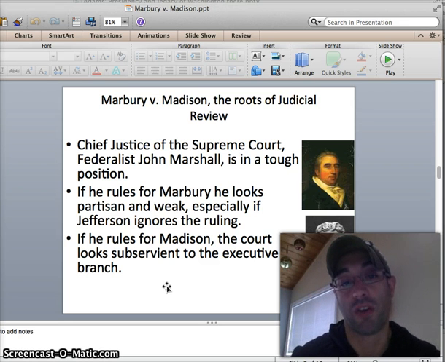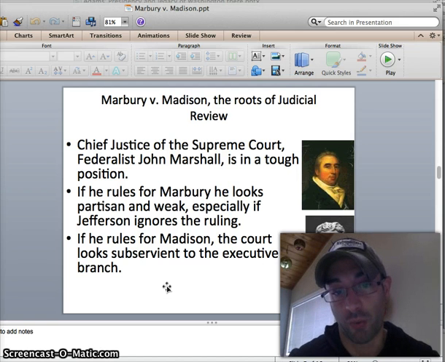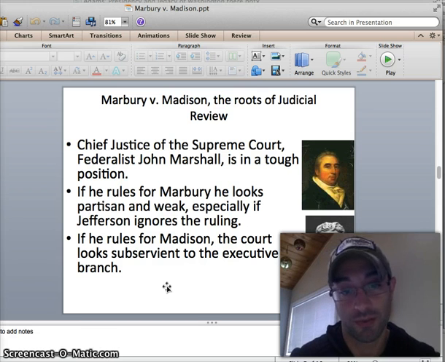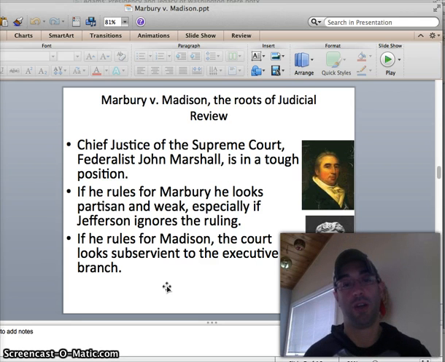But he also looks partisan. If he rules for Marbury, he's going to look like a big-time Federalist who happens to be in the Supreme Court. Okay, he actually is that, though. So now, if he rules for Madison, the court looks subservient to the executive branch. So either way, he's in a tough spot. If he rules for one person, Marbury, or rules for Madison, the other person, he's in bad shape.